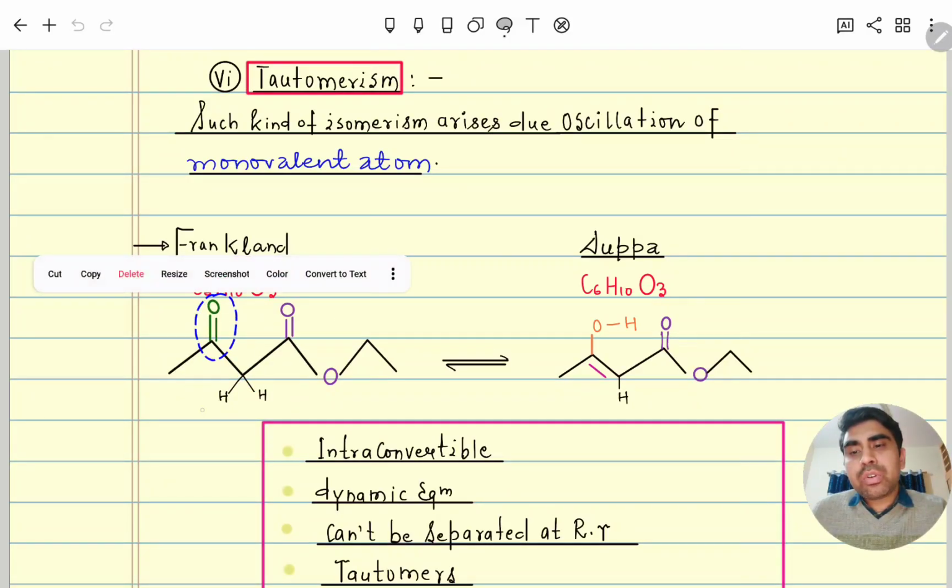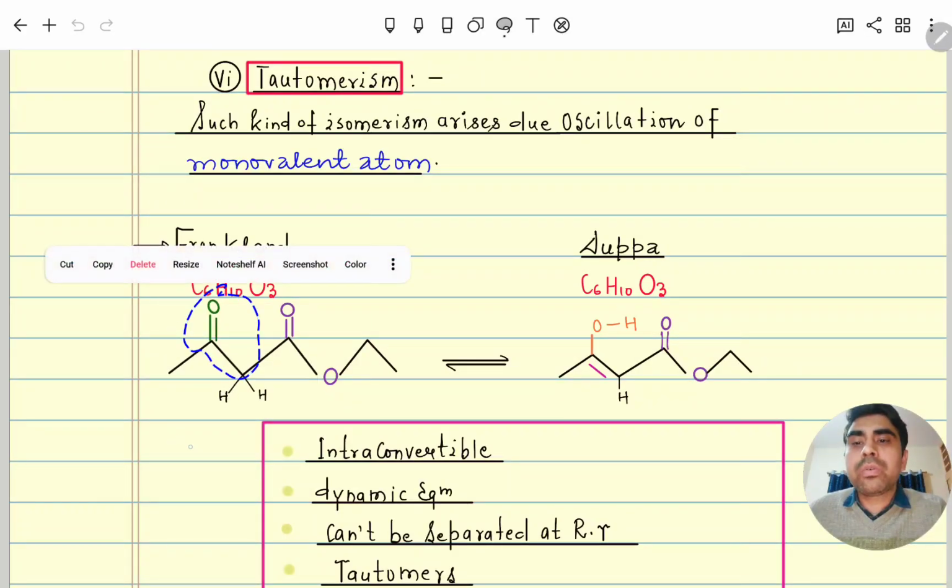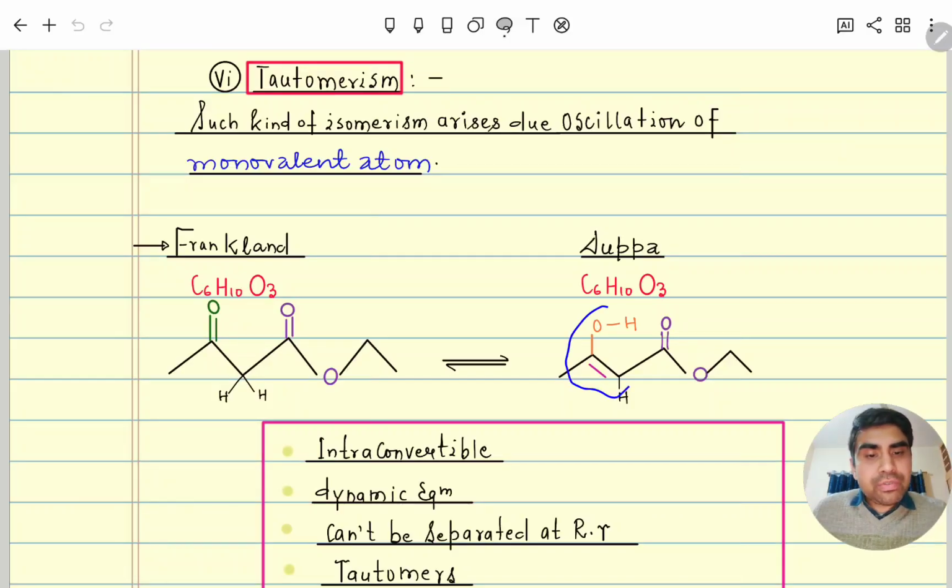You can see here a ketone and an ester. Duppa discovered that in the structural formula, an enol was there along with the ester. When both scientists tested for the functional groups, the compound showed the test of ketone, the test of ester, and also the test of enol. Similarly here it showed the test of enol, the test of ester, and along with that the test of ketone also.